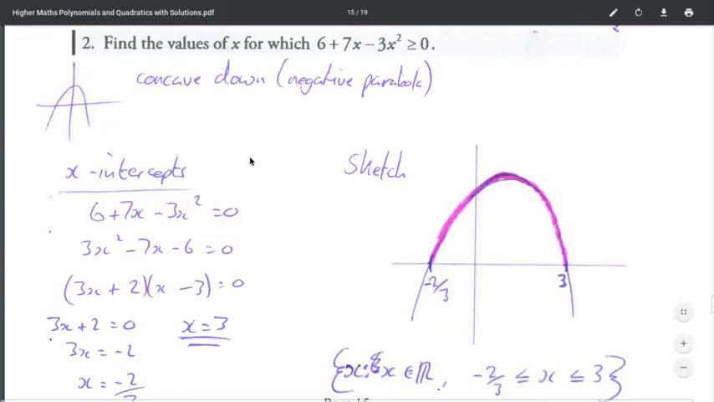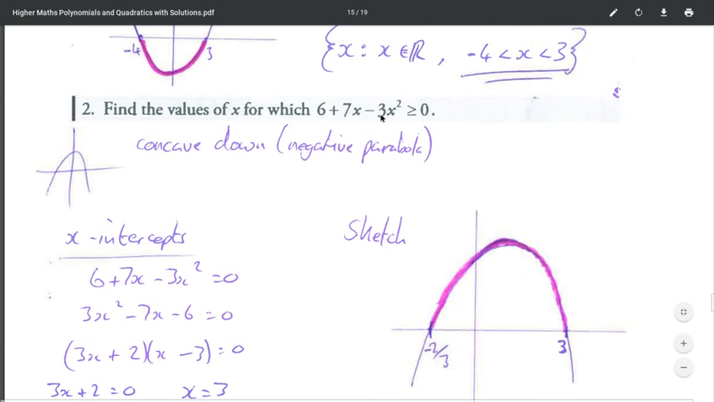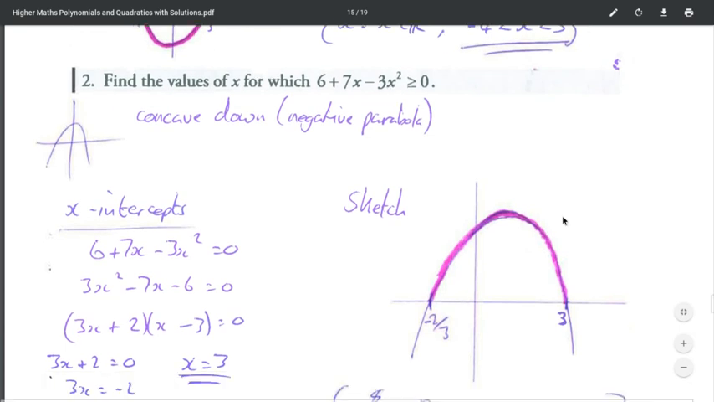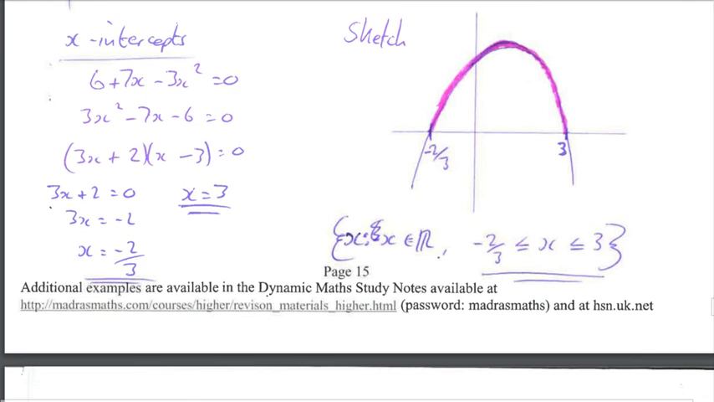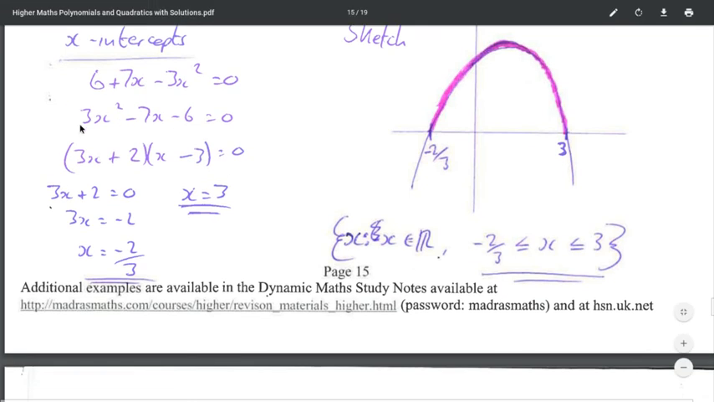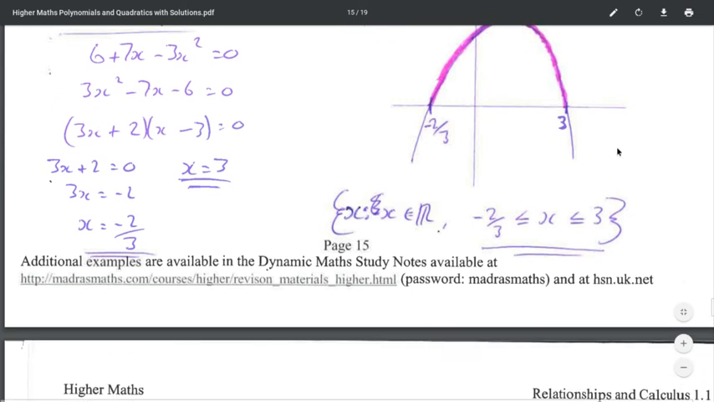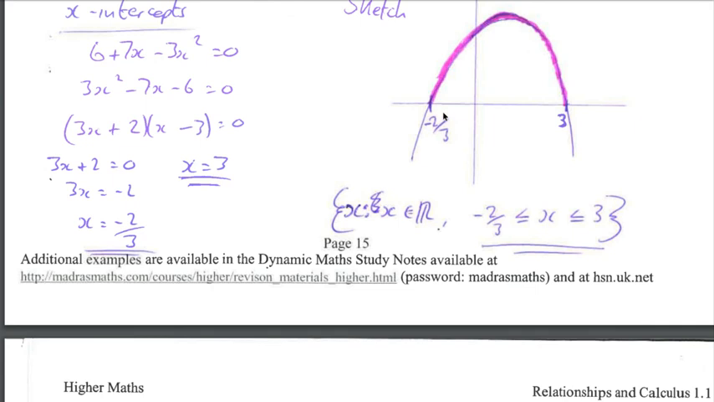Then make the sketch. Now remember, we are solving 6 plus 7x minus 3x squared is greater than or equal to 0. So that's the curve we must sketch. Do not sketch this curve instead. We were just writing this to factorize and solve to find the x-intercepts. And again, it's between -2/3 and 3.